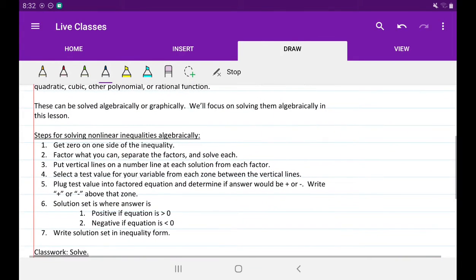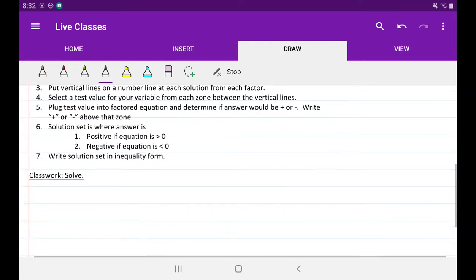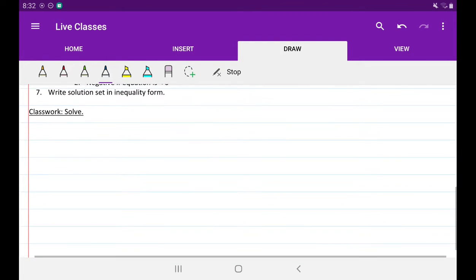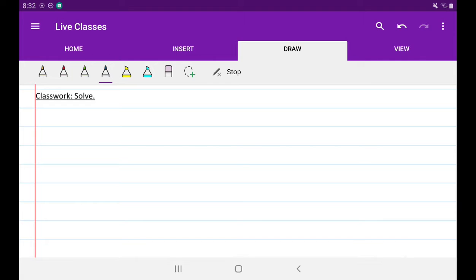The process is still the same, so we still want to break things down into factors, find our zeros, and put those on a number line, and then figure out where it's going to be positive and negative. Okay, so we'll get right into the classwork. So I'm pulling these just right from the handout that you should have downloaded on this. So we'll start with number 7.